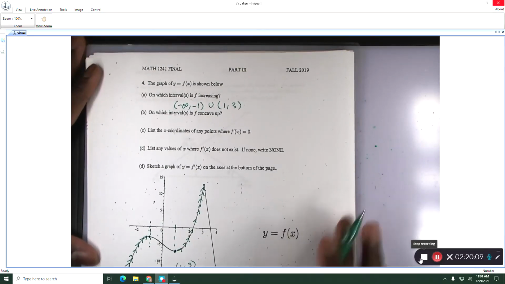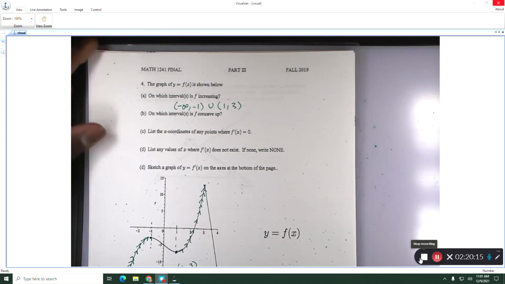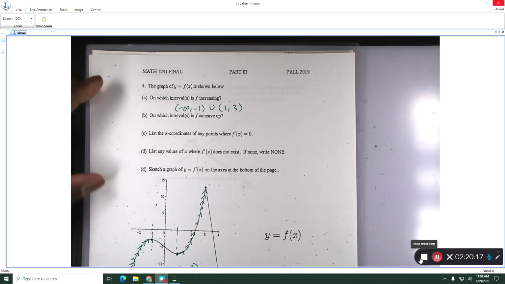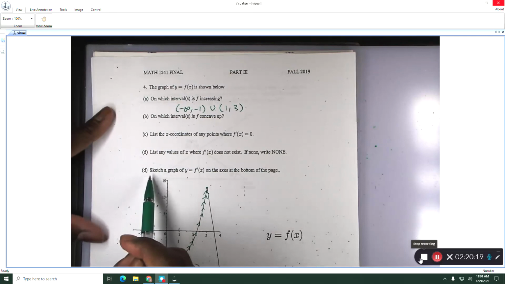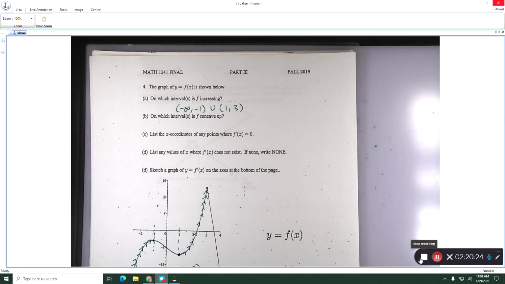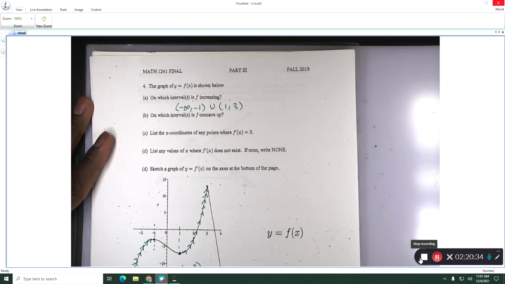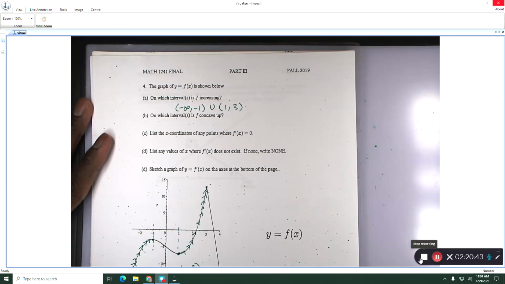Okay? And so it says, on which interval is f concave up? Well, in part D, it says sketch the graph. I'm going to start doing that a little bit ahead of time because I want to use my second derivative to help me out a little bit. In my first derivative, we see something happening here. The slope is continuously increasing. So that means, and let me draw a line here.